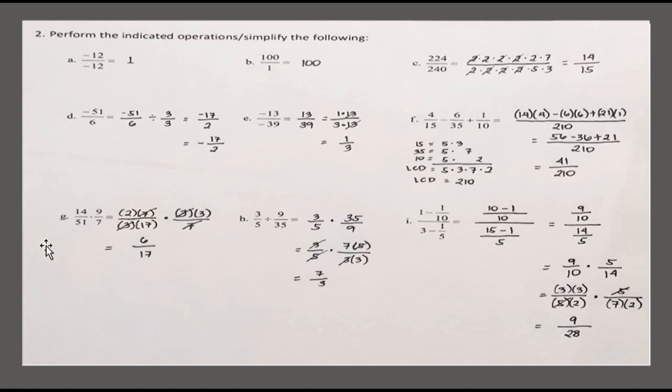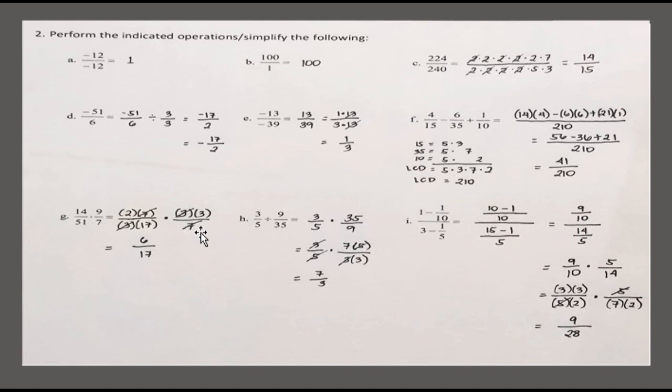Next, letter G. 14 over 51 times 9 over 7. So, to simplify it easily, again, we use the prime factorization of each number. So, 14 can be 2 times 7. 51 can be 3 times 17. Times, 9 can be 3 times 3. Then 7 is a prime number already.